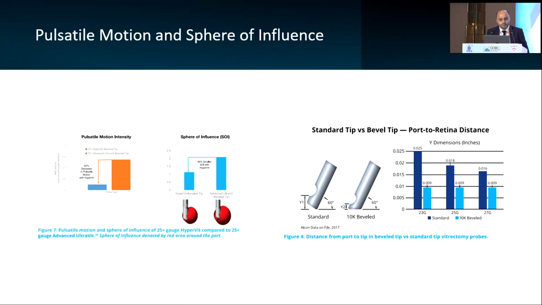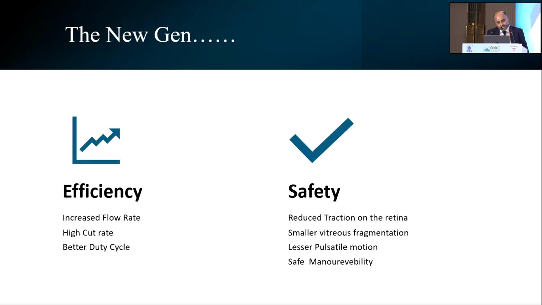When we come to pulsatile motion, the bevel design helps because as you go very close to the retina, the surface of influence, the amount of retina that it catches, is much lesser with the bevel design. So I think it would be safer to conclude that the newer cutter is more efficient because of increased flow rate, high cut rate, and better duty cycle, and with Hyperwit being a dual active mechanism, it probably gives us almost 100% duty cycle.